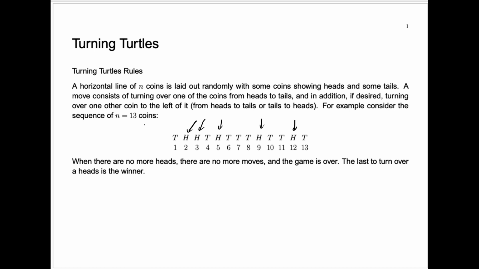How is this game like NIM? Well, the interpretation that makes it like NIM is that we take a position like this and consider the heads to indicate a stack of coins with the position number there as the number of coins. So when you see these 5 heads, we think of a NIM position with piles of size 2, size 3, size 5, size 9, and size 12. Now, in this manner, you'll see that any turning turtles position can be turned into a NIM position.